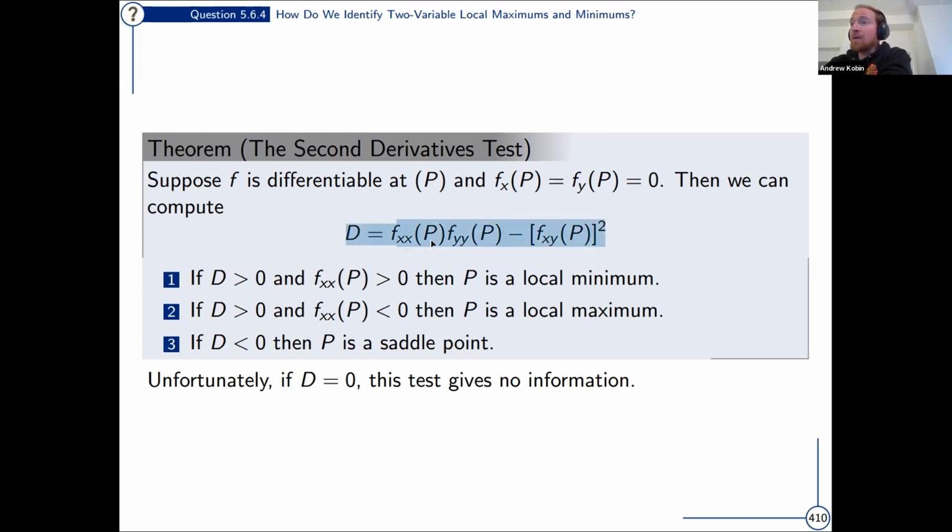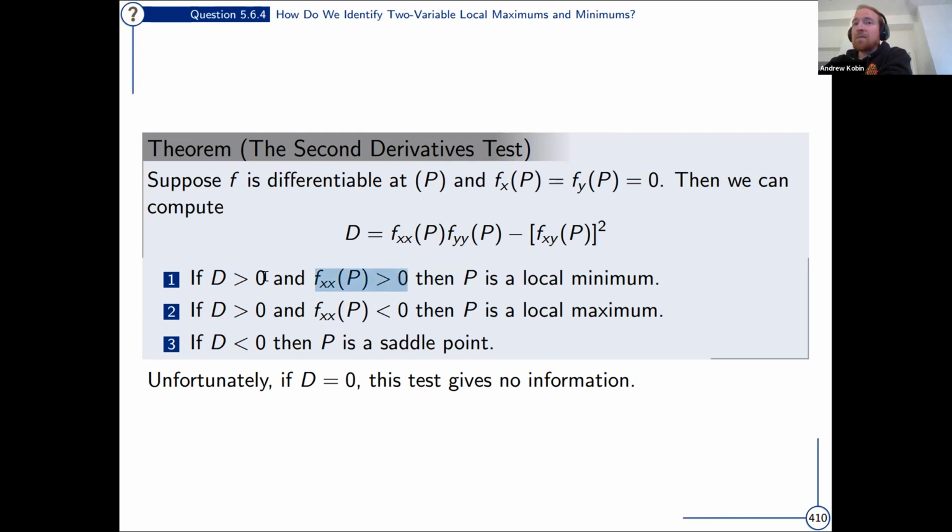Notice that this is a number, not a function, because we're plugging the point P into each of the second order partial derivatives, taking these two products you see here, and then taking the difference of those quantities. And here's how the second derivative test for multivariable functions goes. If this quantity D is positive, then you can take either of the second order partials with respect to a single variable, either fxx or fyy. The theorem doesn't say this, but this will be the case. You can take either of those values and check if it's positive or negative.